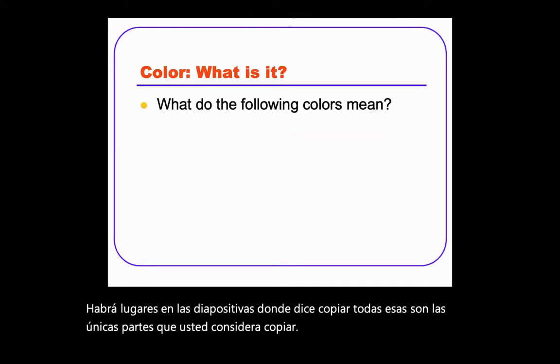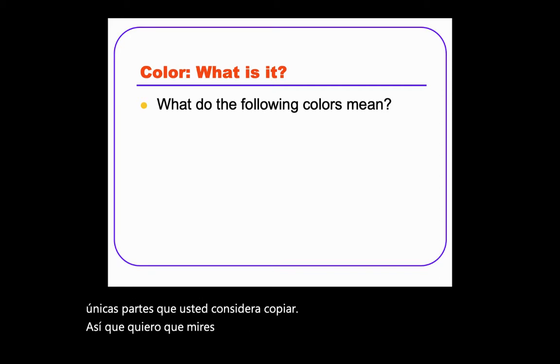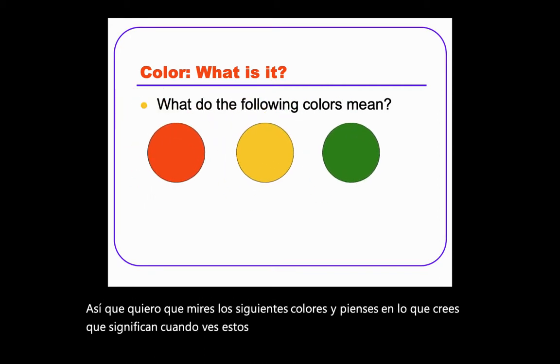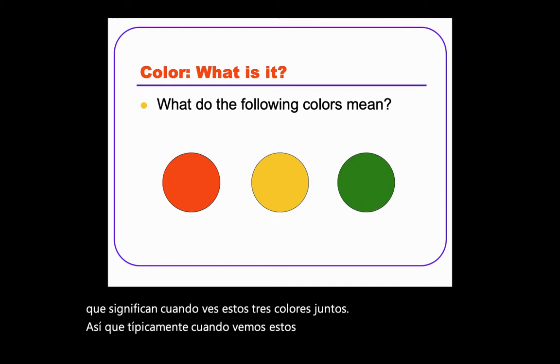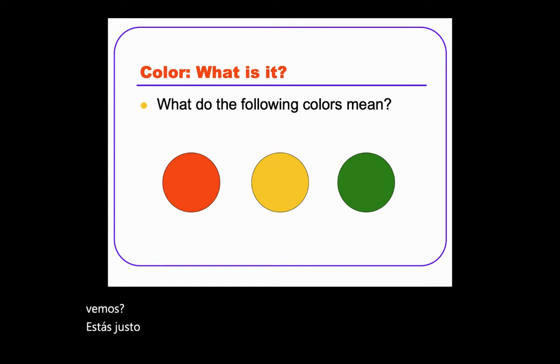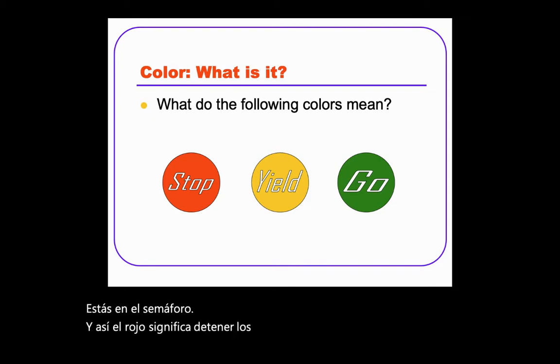So I want you to look at the following colors and think about what you think they mean when you see these three colors together. So typically when we see these three colors together, where do we see them? You're right, on a stoplight. And so the red means stop, the yellow means yield, and green means go.